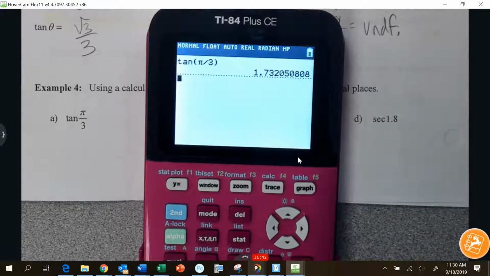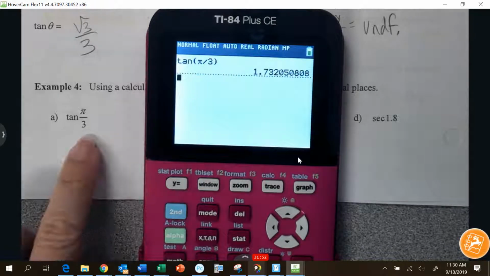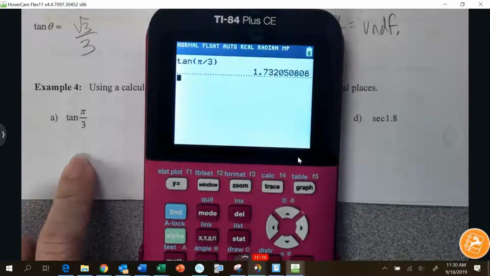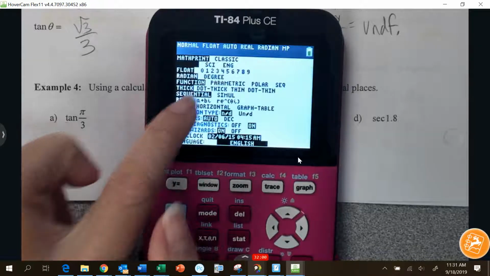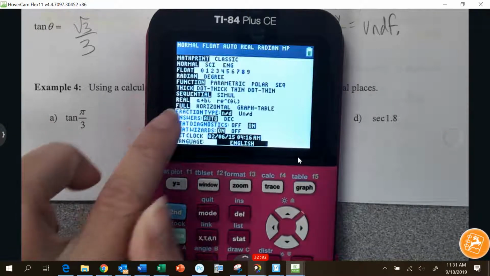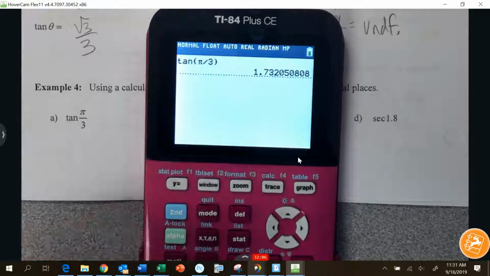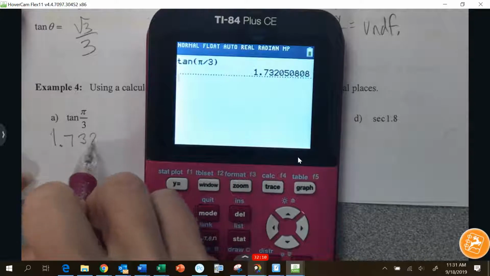What happens if you didn't get that? You're probably in degree mode from doing your assignment. What is this? Is that degrees? No. So we have to think ahead, and we have to tell our calculator. I actually need degree or radian mode right now, calculator. Tell your calculator that. Fix the mode, redo the question. 1.7321.